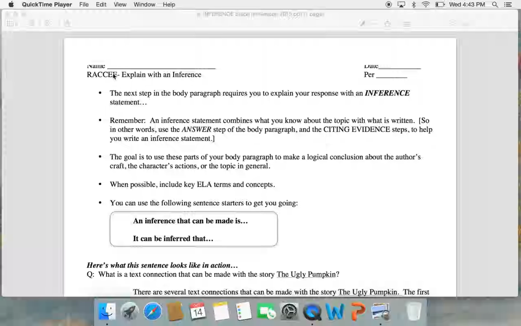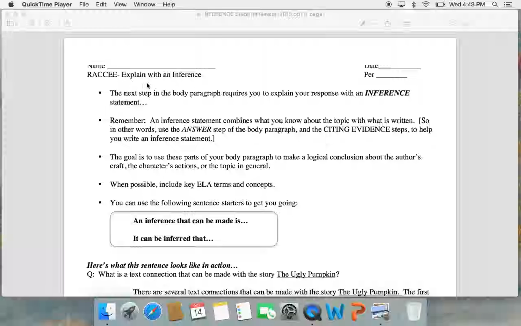So the best way you can explain or summarize or make a conclusion about what was just accomplished here is to explain with an inference. All right, so we're going to do that with the first E here. And this last E, I'm going to give you a little sneak peek. This last E just basically is to end with a closing sentence. We'll be talking about that at another time.